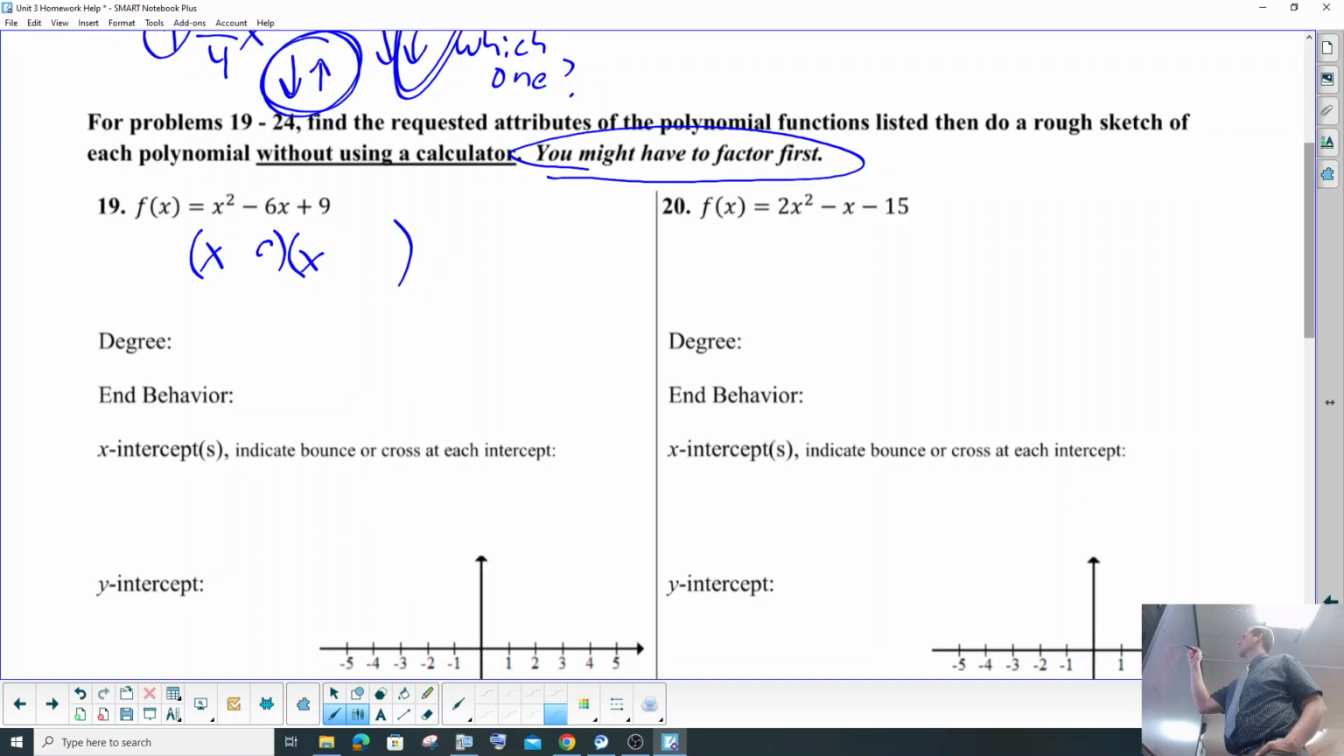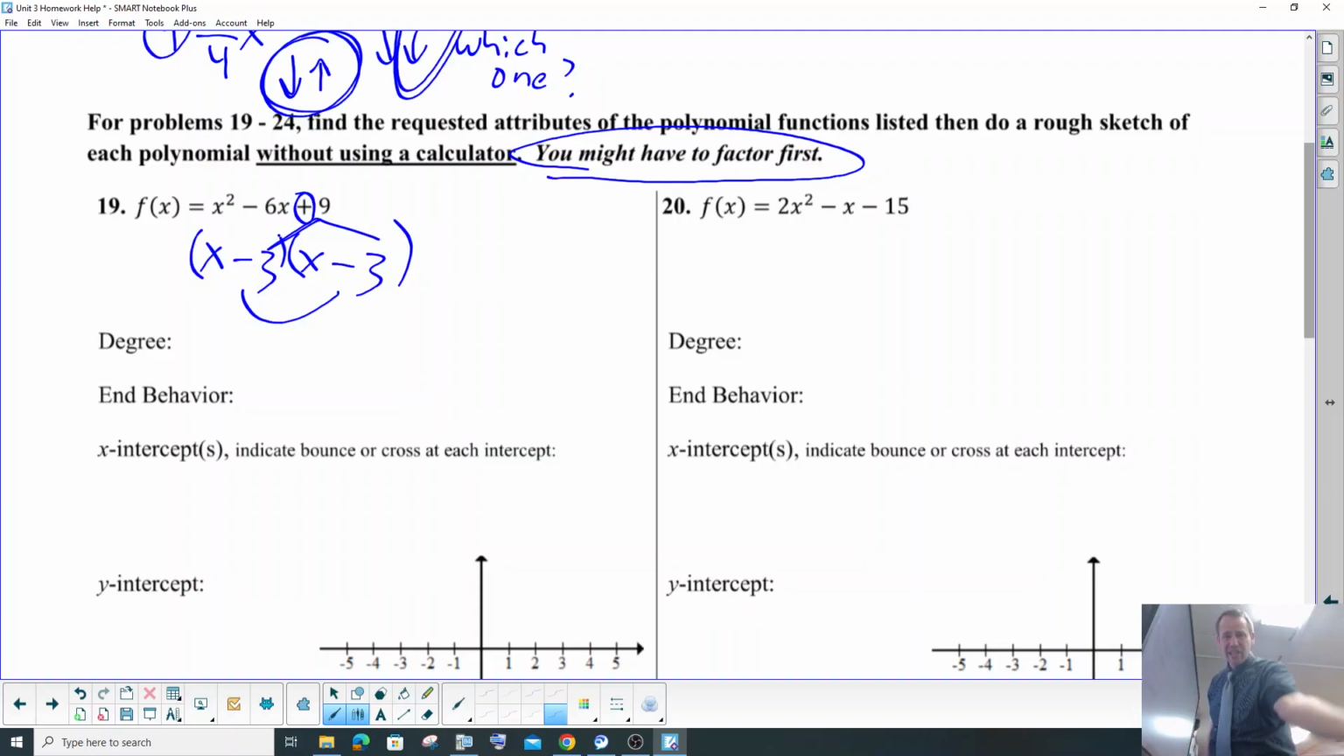99. Interesting. No, that's not right. See, you can't just copy me. You got to think about it. What are factors of 9? 3 times 3, good. And then, what do you think the signs have to be? So both negative, because negative times negative is a positive.